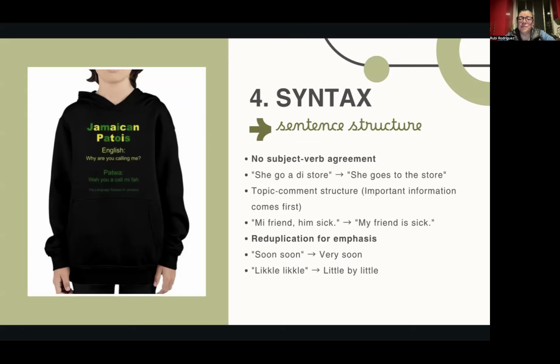About syntax, we have that there's no subject-verb agreement. For example, "she goes to the store" sounds like "she go a di store," and "my friend is sick" sounds like "my friend im sick." Reduplication is also used for emphasis. For example, "soon-soon" means very soon, and "likkle-likkle" means little by little, sorry.